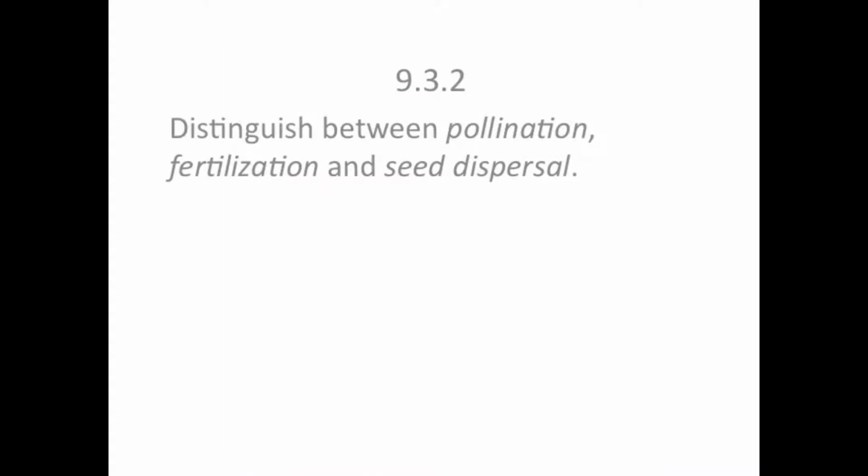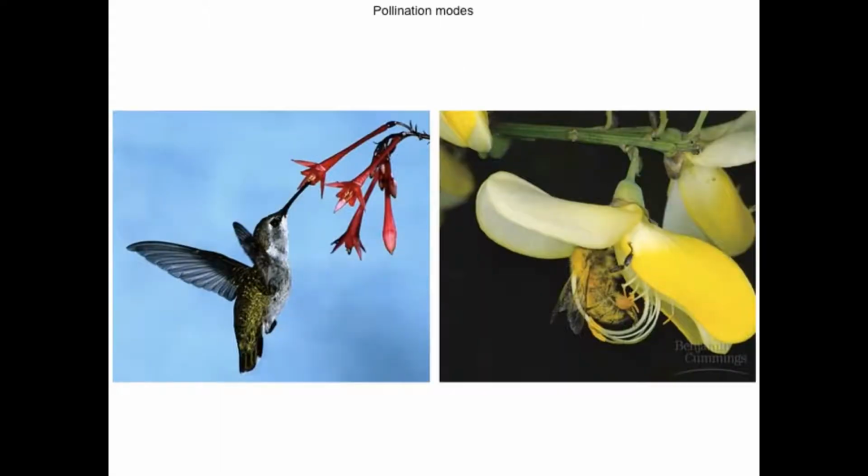So as we continue with our examination, under the IB syllabus 9.3.2, it's important to distinguish between three key terms, which are pollination, fertilization, and seed dispersal. So the diagram right here shows the process of pollination, which is defined as the transfer of pollen from a mature anther to a receptive stigma.